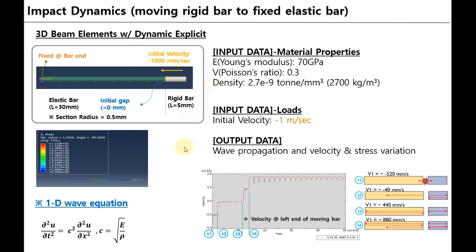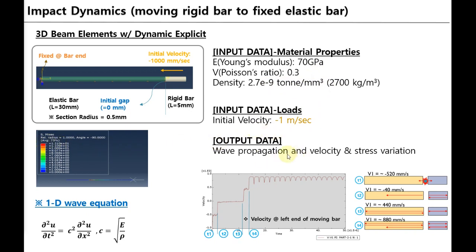Okay, today's model has 0.5 millimeter radius, and 30 millimeter and 5 millimeter length respectively, and 1,000 millimeter per second in velocity is applied for impact. We use aluminum material properties for both rods: 70 gigapascal, 0.3 Poisson ratio, and 2.7 times 10 to the minus 9 tonne per cubic millimeter.